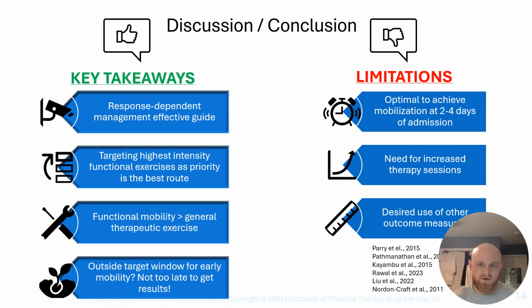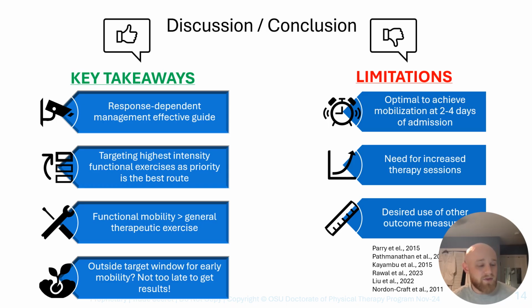So overall, for managing septic patients with ICU-acquired weakness in the ICU, I found that response-dependent management was an effective guide for increasing intensity for this patient, and I felt safe and confident doing so, and the patient felt that way as well, so it helped build that patient-therapist alliance. I also found that targeting those higher intensity exercises, the more meaningful tasks like bed-to-chair transfer, was a lot more worthwhile for outcomes than supine or seated therapeutic exercises like marches or long arc quads. Because again, this is a task that the patient has to be performing every single day.